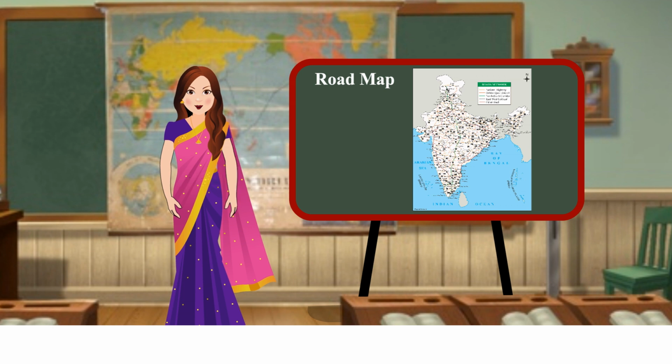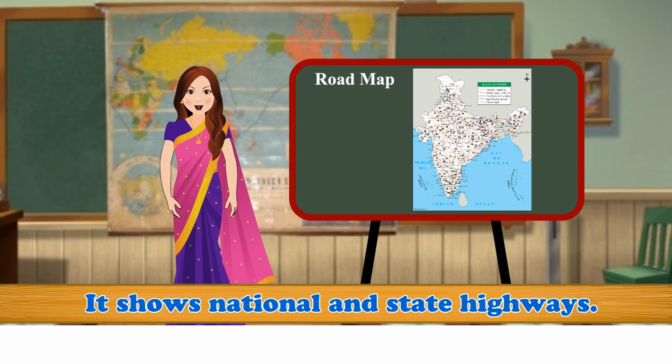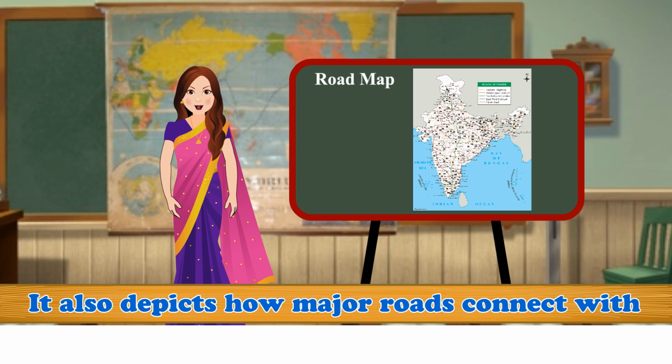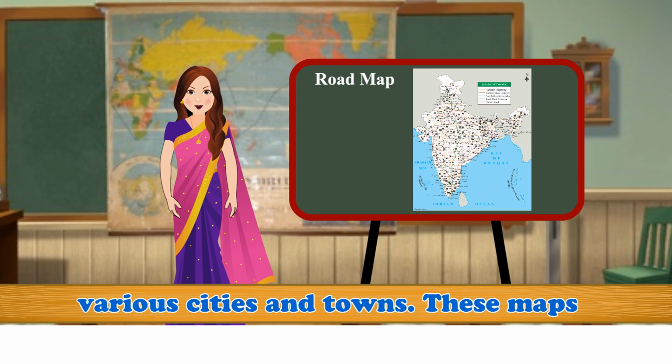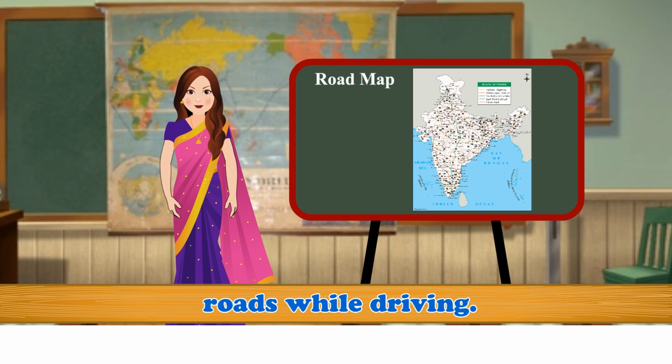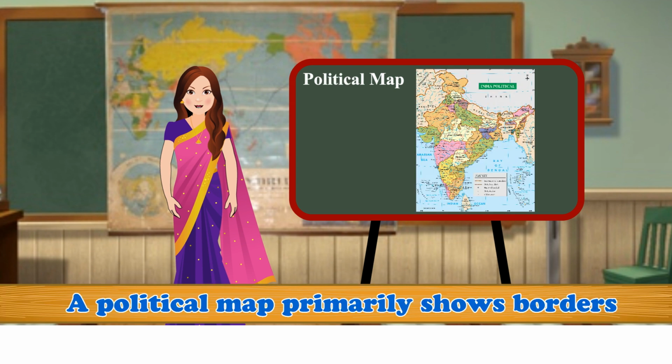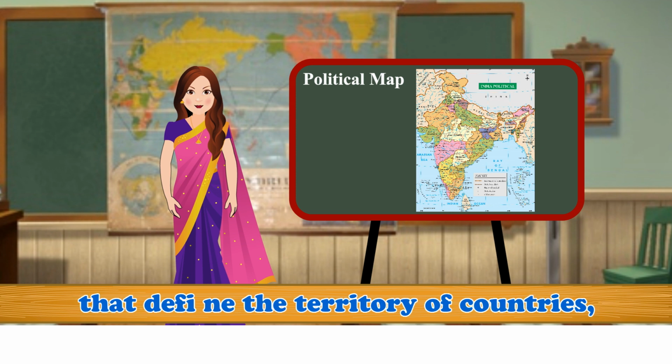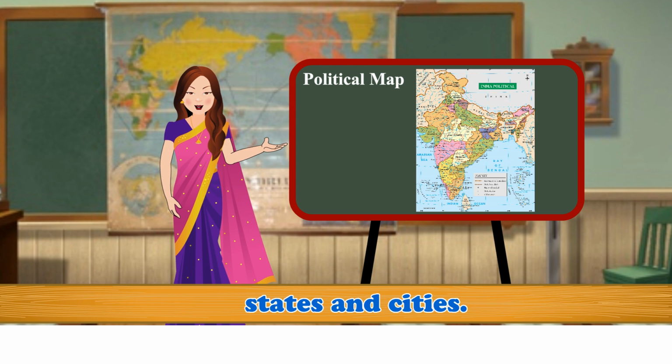Road map. It shows national and state highways. It also depicts how major roads connect with various cities and towns. These maps are mainly used for directions and roads while driving. A political map primarily shows borders that define the territory of countries, states, and cities.